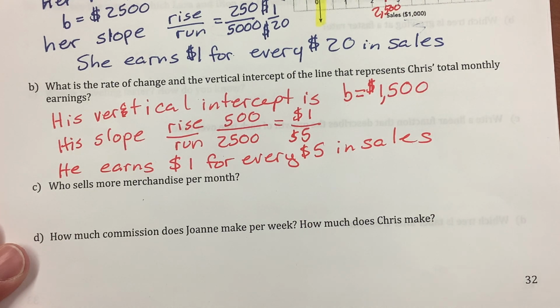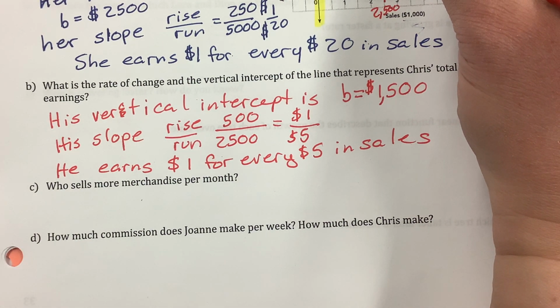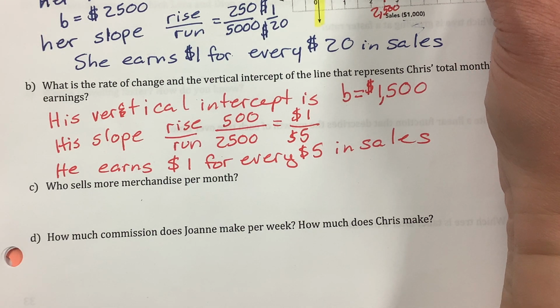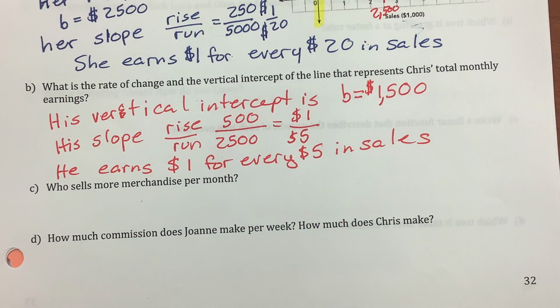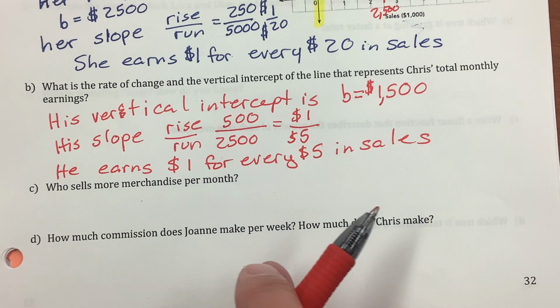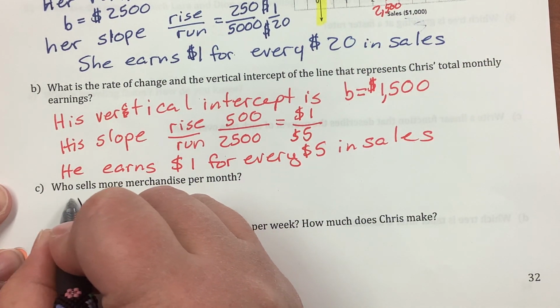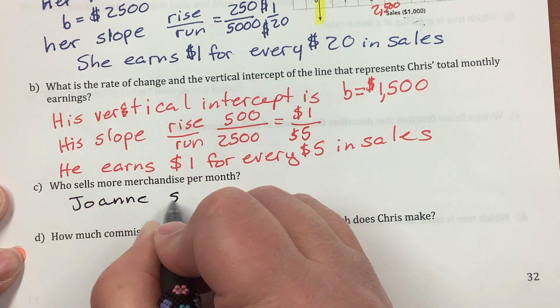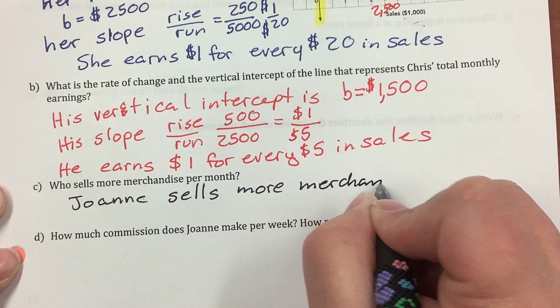Who sells more merchandise per month? Well, they didn't tell us that, did they? Are we going to assume that this dot is per month? I'm not really sure what they mean, because there's no months on here. I can't answer that question because there is no time on here. But if I assume that dot is per month, then Joanne sells more merchandise per month because her dot is further to the right. So Joanne sells more merchandise, but she doesn't earn as much for selling. I don't like that question.